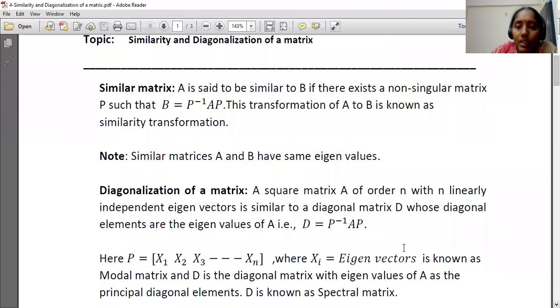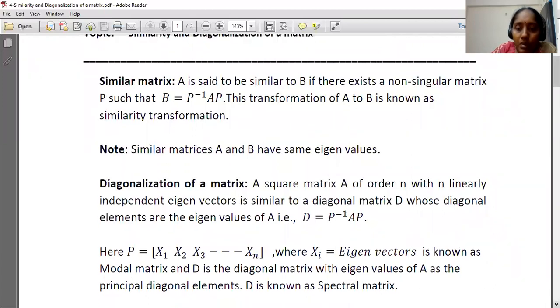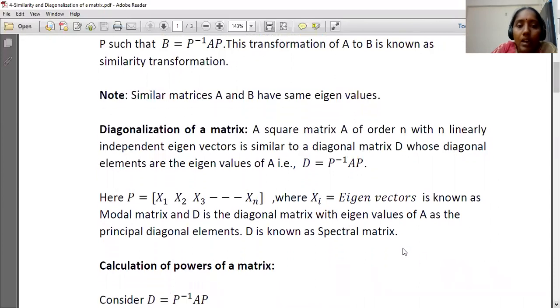Here P is called the transformation matrix that has eigenvectors as columns, and D is called the diagonal matrix, which has the eigenvalues of A as its principal diagonal elements. This D is called a spectral matrix.